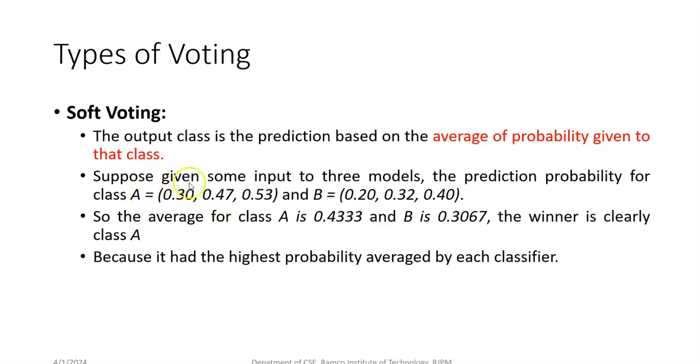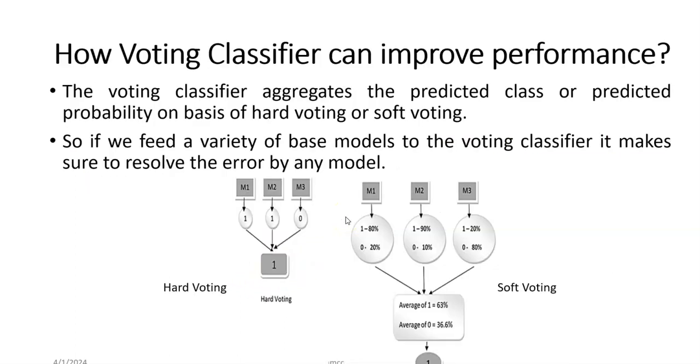So assume the three models give three results. For example, model 1 provides 0.3 for A and 0.2 for B, and similarly 0.47 for A and 0.32 for B, and 0.53 for A and 0.40 for B. So we will take an average of all these values, and A is 0.4333 and B is 0.3067. So based on these values, the highest probability will be considered as the final value.